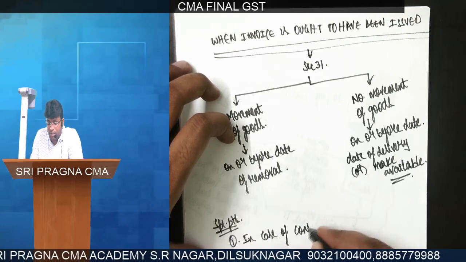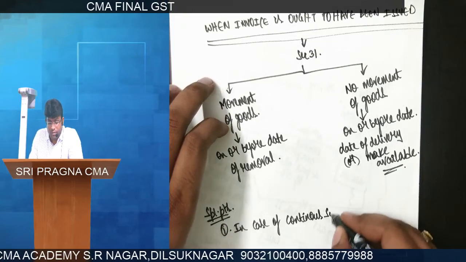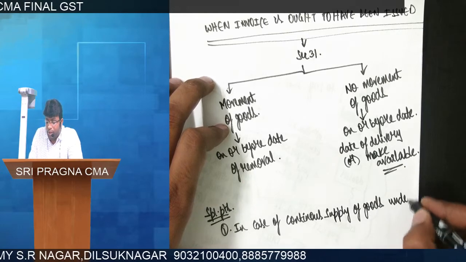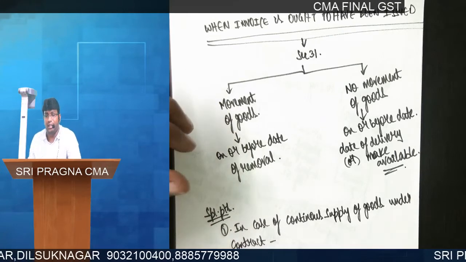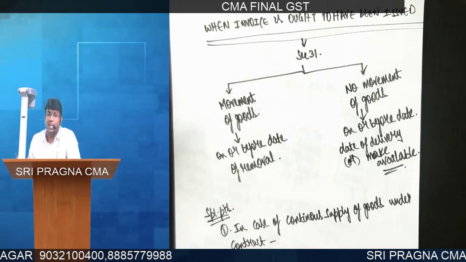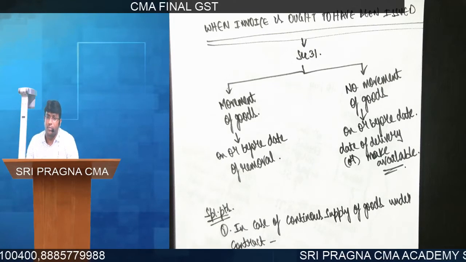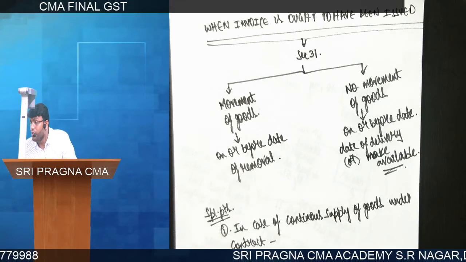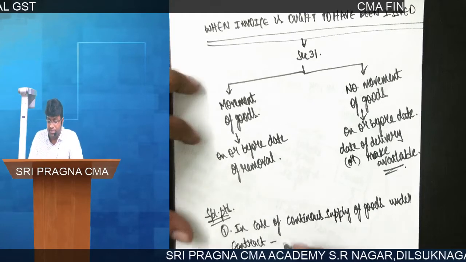In case of continuous supply of goods under contract. Generally, some dealers sign a contract telling that whenever you ask, we'll supply. Weekly once, daily once, or 15 days once, we'll settle the bills. For example, if I'm a cement dealer, I will sign one contract with a construction company. Whenever they ask, I'll keep on supplying cement bags. Understanding? In case of continuous supply of goods under what? Contract.